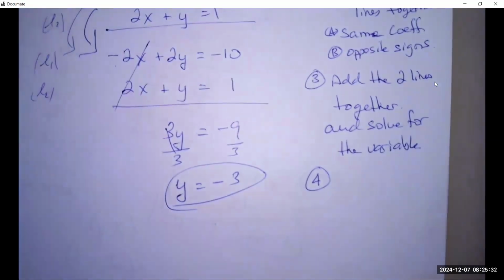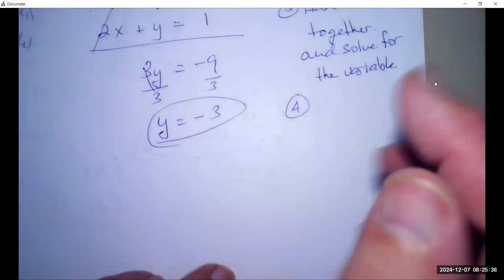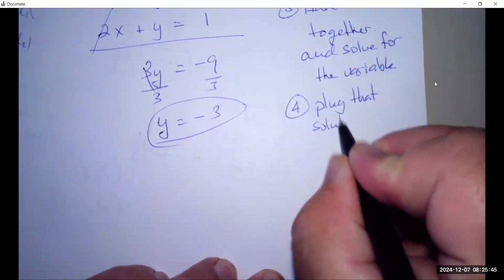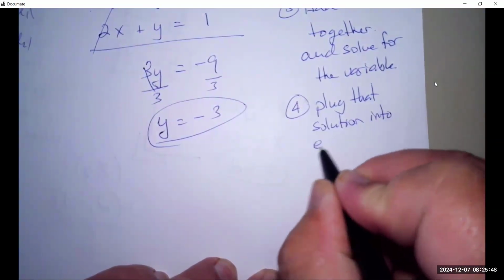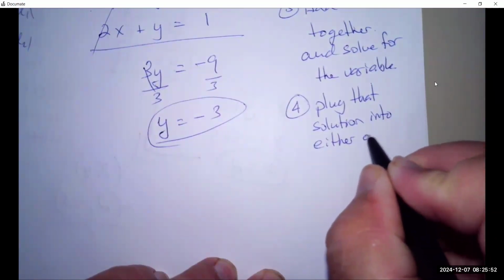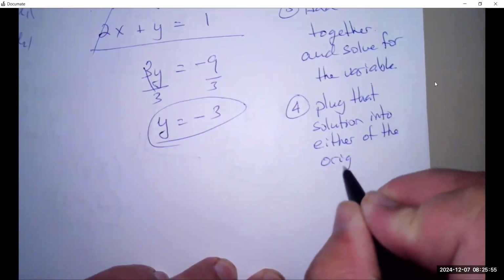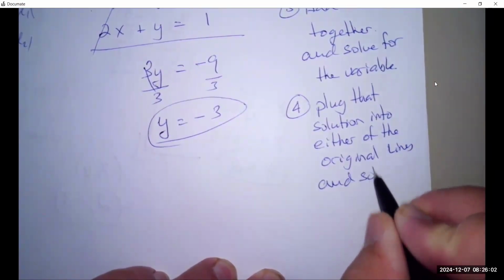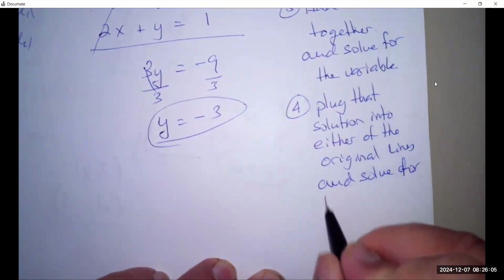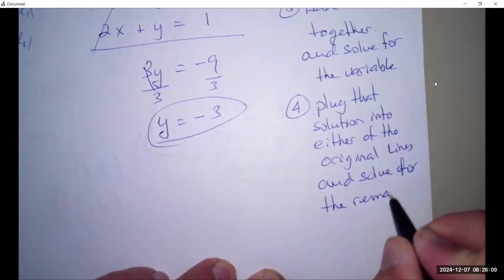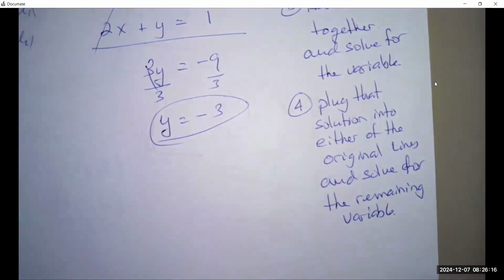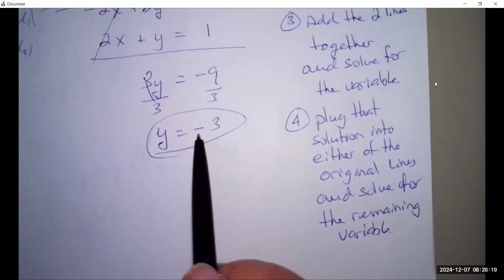Now, since in this process we took both of the equations and dealt with them together as we went through, what we can do in step 4 is plug that solution into either of the original lines and solve for the remaining variable. So I'm saying that Y equals negative 3.